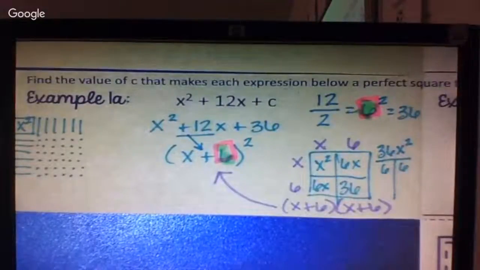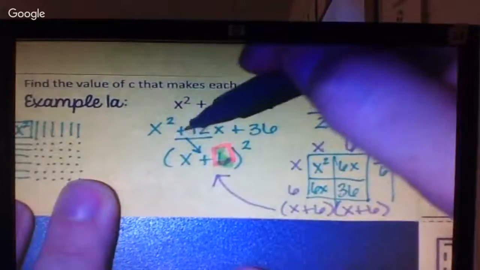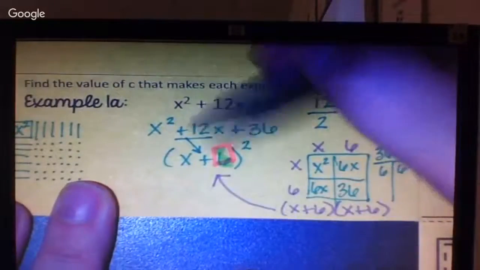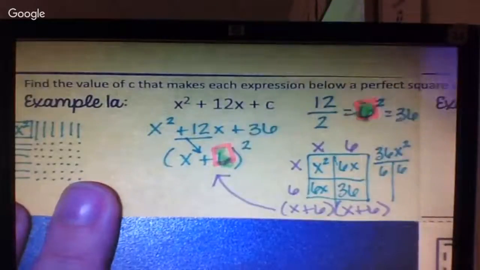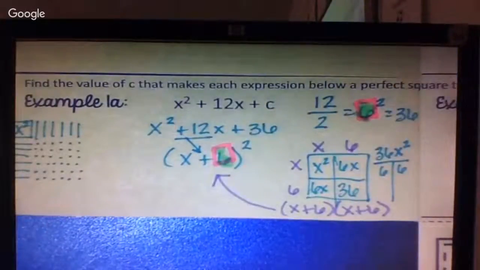So it'll always be parentheses x plus something. Not necessarily. It could be x minus. It depends on what my b value is. Because my b value is positive here, that's what makes it the plus. If that was minus 12x, it would be a negative.